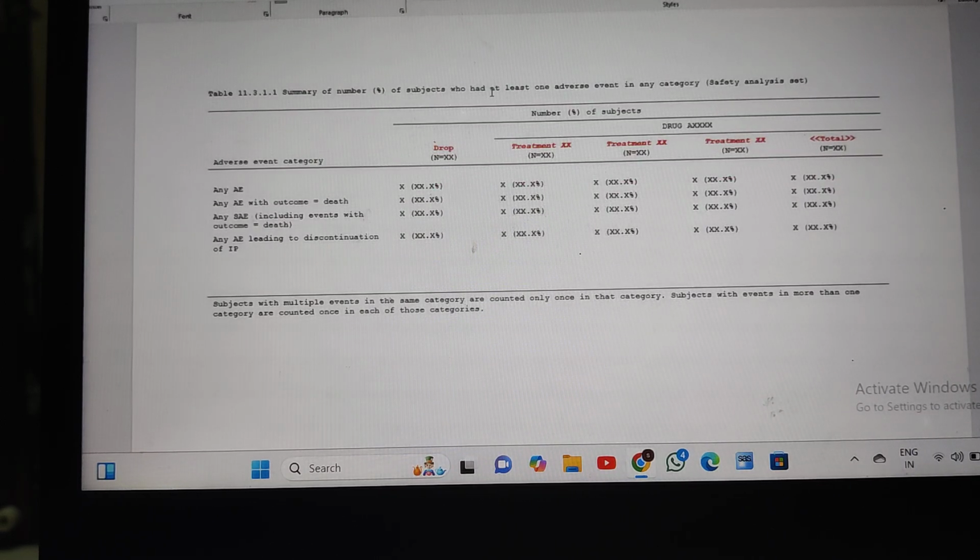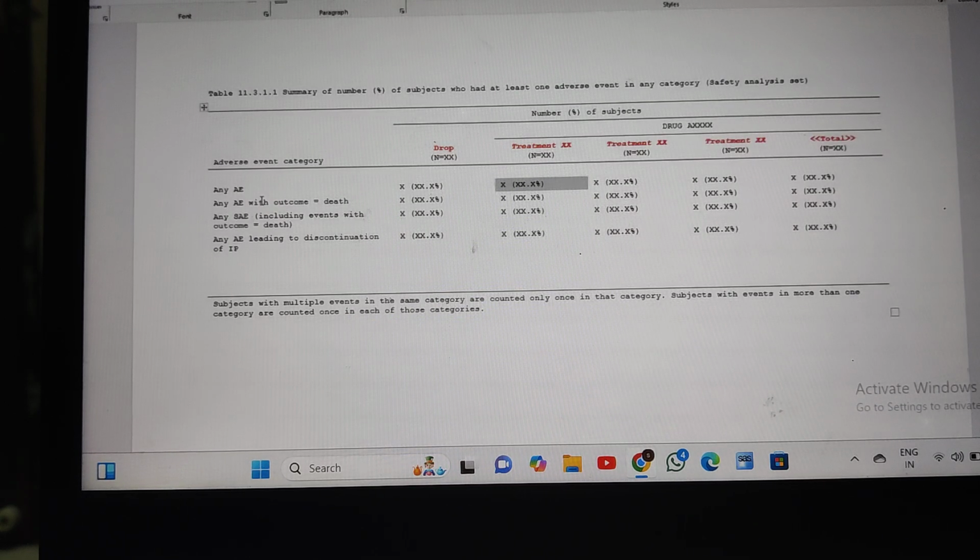This is a summary of number of subjects who had at least one adverse event in any category, safety analysis. Okay. So this is the summary of adverse event table, and the safety flag is what we need to use. Okay. So if you can see, the N of AE means how many subjects got adverse events. Let's say we have 100 subjects, there we'll have in each category 25, 25, 25. So out of 25, how many subjects got adverse events. Let's assume 20 subjects had adverse events, then we can put 20 here, and then 20 divided by 25 times 100, so 80% we will get here.